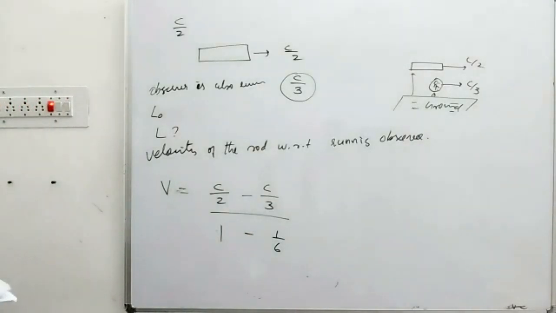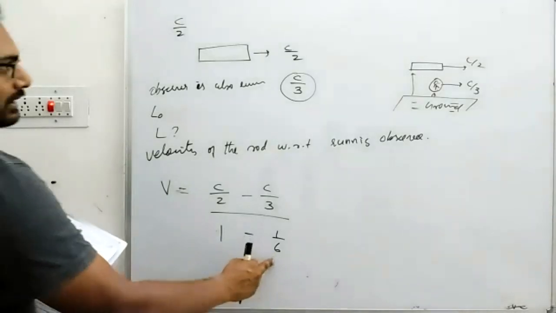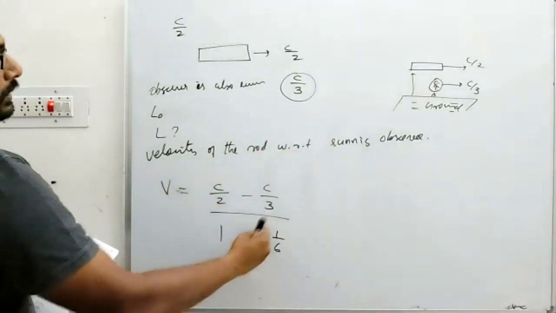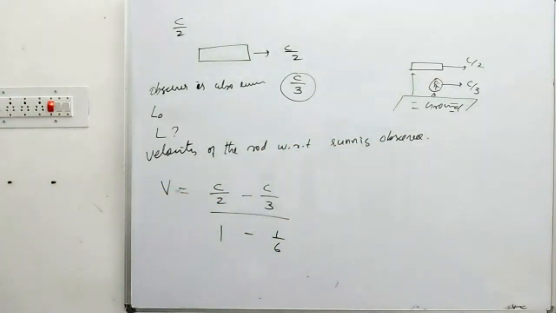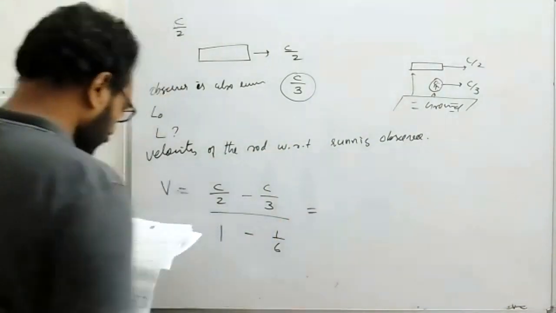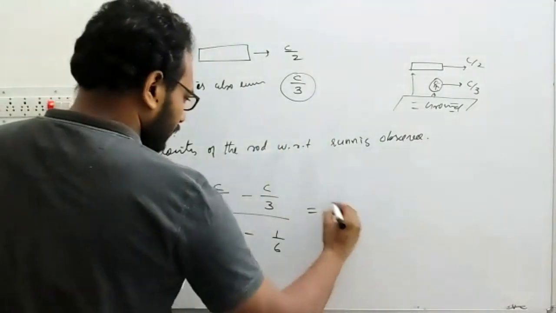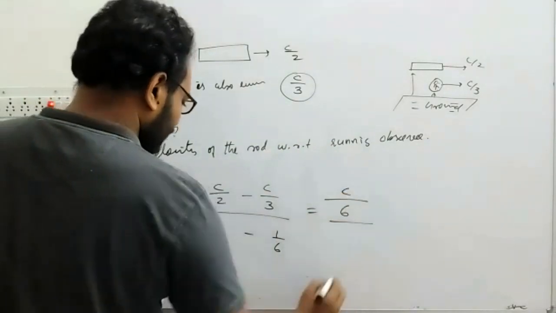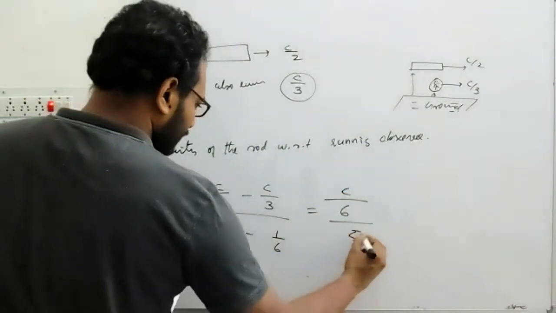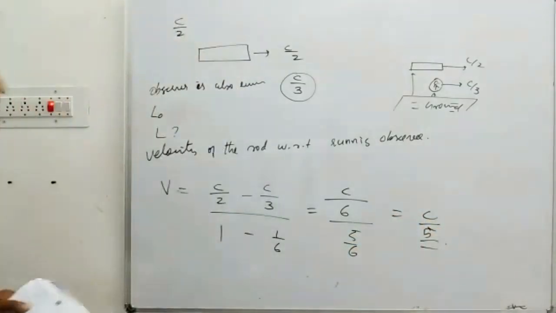And 1 by 6, because it is c by 2 multiplied by c by 3 divided by c square. So it is 1 by 6. Am I right? Yes. So here also you have a 6: 3c minus 2c gives c by 6, divided by 5 by 6. So that's equal to c divided by 5.